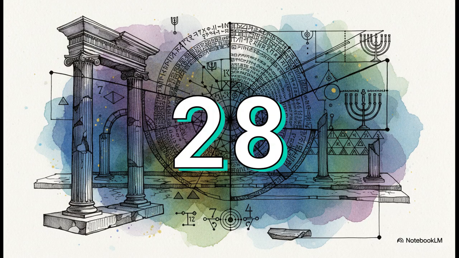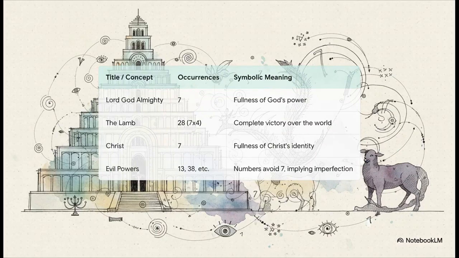It's just incredible. And this numerical symbolism is incredibly systematic. The title Lord God Almighty appears exactly 7 times. The word Christ also shows up 7 times. But now, look at the numbers for the evil powers. The dragon appears 13 times, the beast 38 times. You see, the numbers of perfection and of God's people, 7 and 12, are deliberately and consistently avoided for the forces of evil. Their very count signifies their inherent imperfection and their ultimate failure.